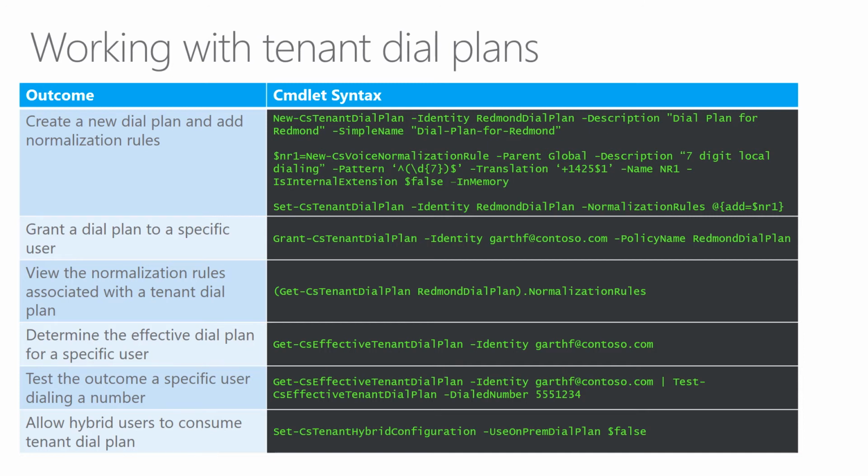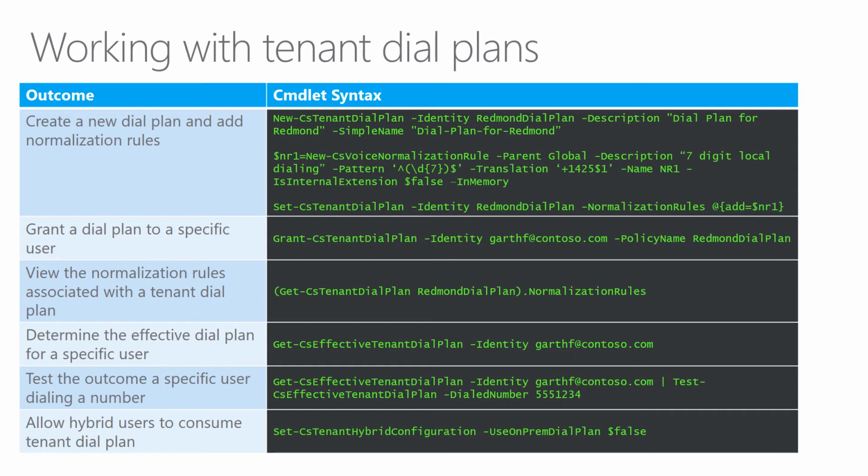The next thing that we must do is create a new normalization rule. And as you'll see, we're creating this normalization rule in memory as a variable. We give it a description. In this case, I'm calling it 7-digit local dialing. I'm adding the corresponding pattern that's required and the translation rule. And as you'll see, we're looking for 7 digits, and then we're translating that by adding +1425 to the beginning of those 7 digits.